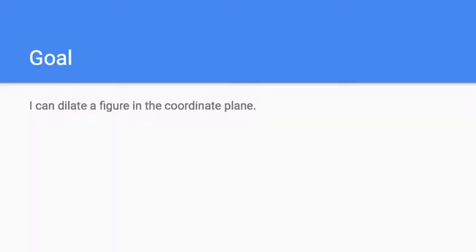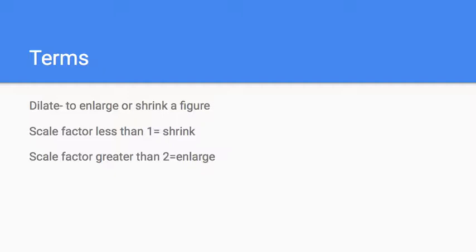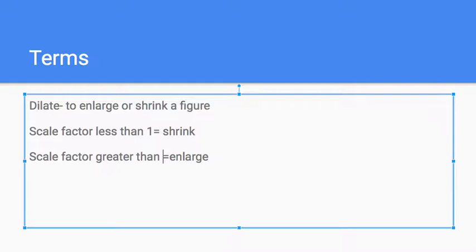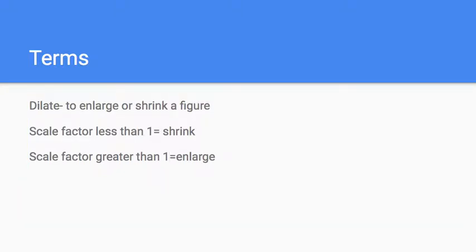Now, the goal for today is I can dilate a figure in the coordinate plane, and this is actually pretty easy. So first you need to know to dilate means to either enlarge or shrink a figure. If the scale factor is less than 1, the figure is going to shrink or get smaller. If it's greater than 1, it's going to enlarge or get bigger.